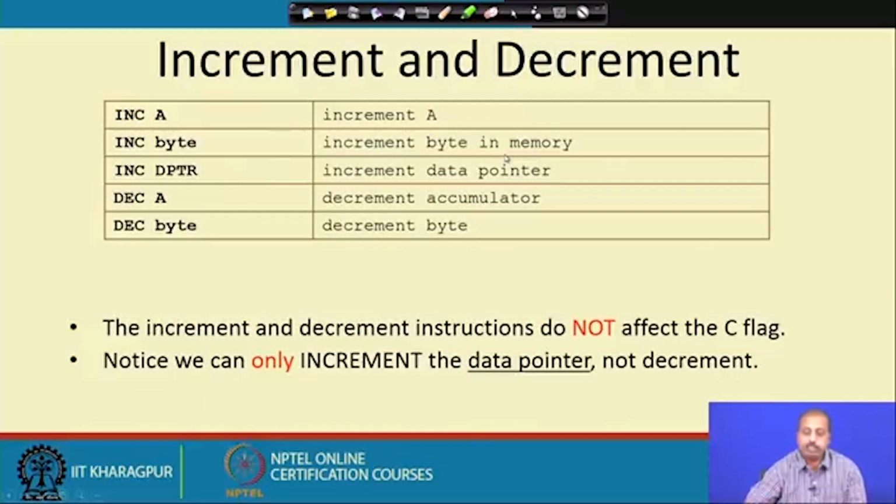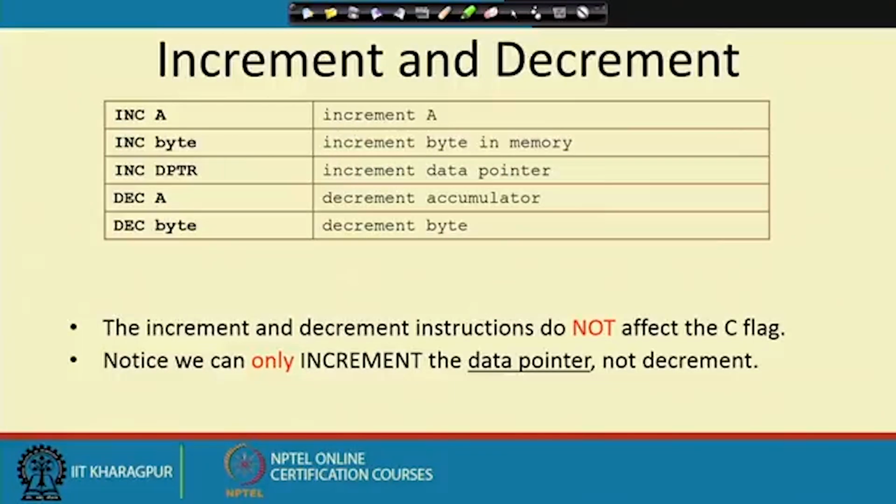Then we have the increment and decrement instructions, like INC A, which increments A, INC byte, which increments a byte, and INC DPTR, which increments the data pointer. Similarly, we have decrement A and decrement byte type of instructions. The increment and decrement instructions do not affect the carry flag. This is one difference compared to, say, 8085, where they were affecting the carry flag. They will affect the zero flag, but they will not affect the carry flag.